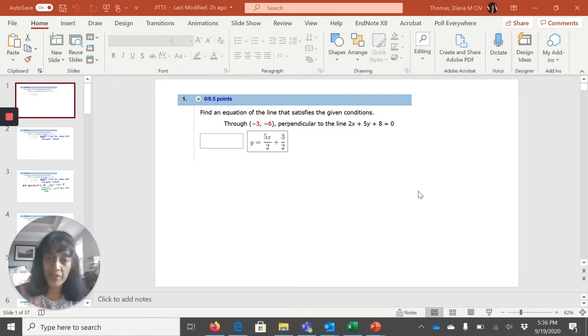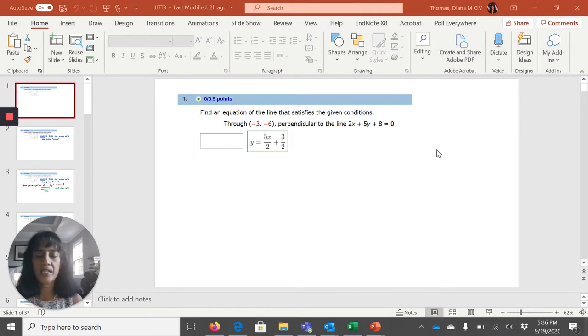Just a refresher. How do you find an equation of a line? I could give you 2 points. I could tell you it's parallel to another line, or I could tell you it's perpendicular to another line. If it's parallel or perpendicular, you're going to have to take clues to find the slope and the y-intercept. If you have just 2 points, you have to find the slope and the y-intercept.